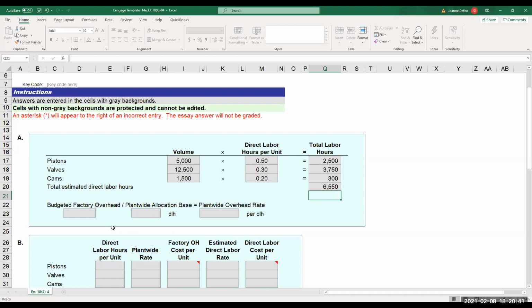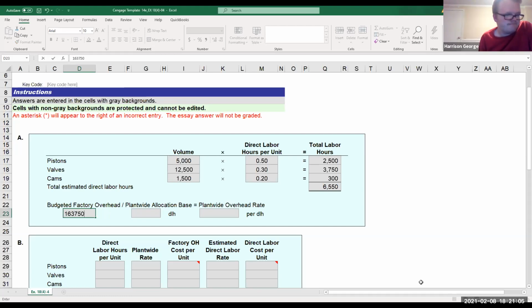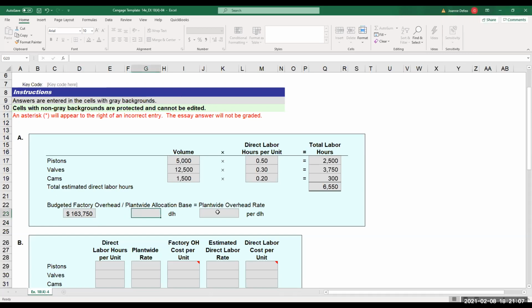And the budgeted factory overhead divided by the plant-wide allocation base is how we come up with the amount per direct labor hour. So the budgeted factory overhead, what was that number? It was 163,000. Does anybody remember the rest of it? 750. Yeah, good. And divided by the allocation base, which is what we just computed, right here. So we're going to take this number that we just figured out and put it there.